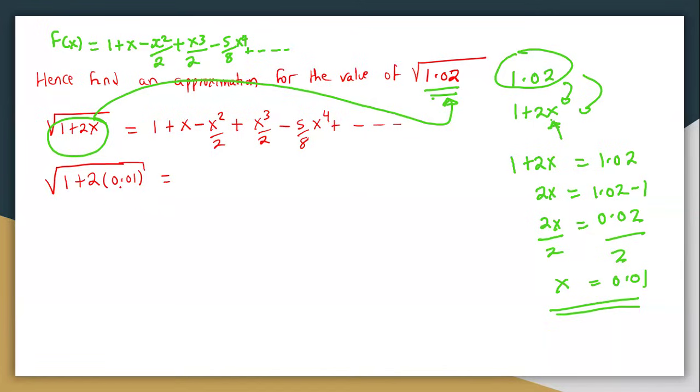Wherever we have x, we shall put 0.01. So we shall say 1 plus, in case you want, you can write it in fractional form. If you don't want, write it the way it is. So it's going to be 0.01 minus 0.01 squared out of 2 plus 0.01 power 3 out of 2 minus 5 out of 8 times 0.01 power 4, then plus what comes.